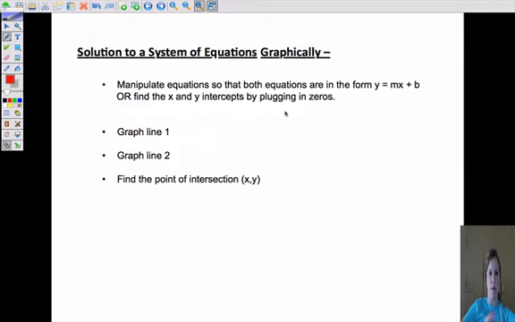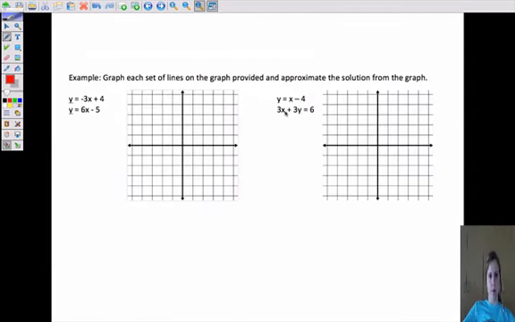When we're looking at a solution to a system graphically, we want to manipulate equations so that both equations are in the form y equals mx plus b, or find the x and y intercepts by plugging in zeros. You guys know how to do this. We've done this before in our equations unit. And then we're going to graph both lines, and then we're going to find the point where they intersect. So it's pretty straightforward. Let's get to a couple examples.